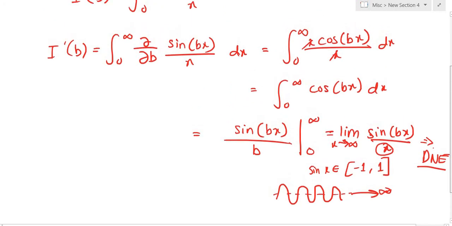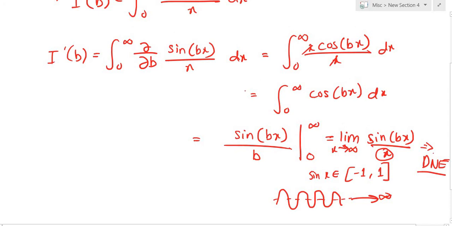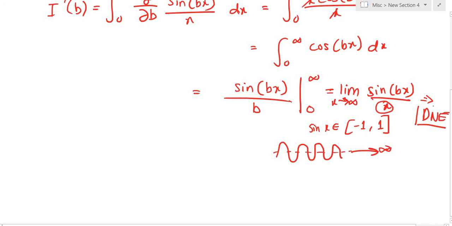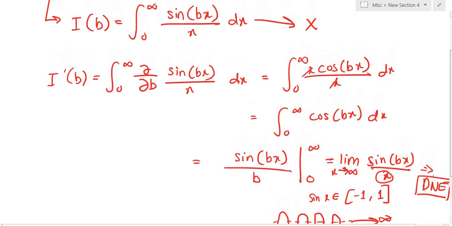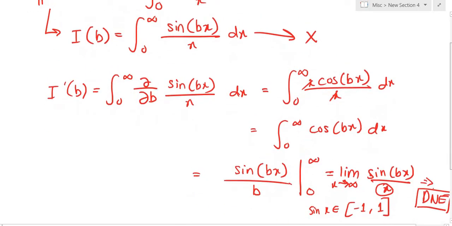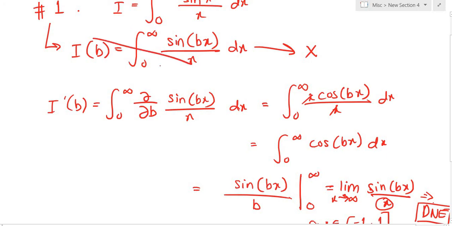And since this limit doesn't exist, we can't go ahead with this generalized case of I. We can't go ahead with this because we're ending with something that doesn't exist. We can't make sense of anything anymore. And since we can't evaluate this to a finite value, we won't be able to integrate I prime of b with respect to b to get an expression for I. So this is out of the question.